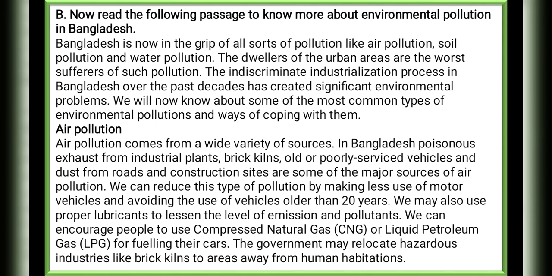So how can we reduce it? We should stop using old cars or poorly serviced cars. We should use CNG or LPG for fueling our cars, and the government should relocate brick kilns away from human habitation or locality. So we have already seen the causes. Now we will see what we should do to stop air pollution.